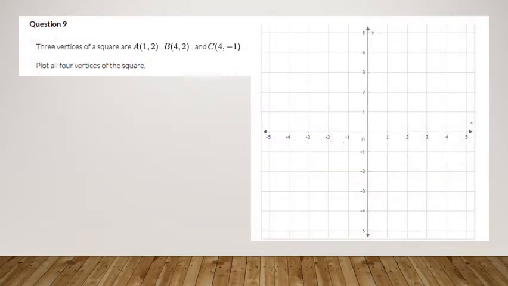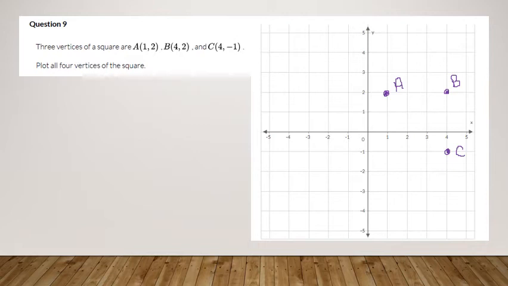Three vertices of a square are (1, 2), that's A, (4, 2), that's B, and C is (4, -1). That's C. So we need to find what the fourth vertex is.